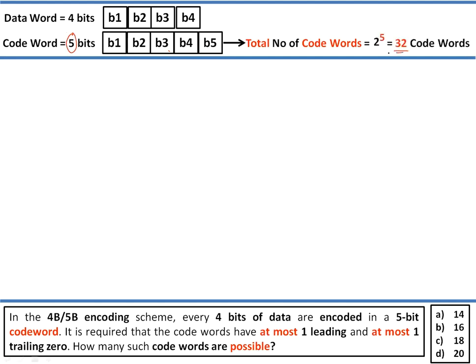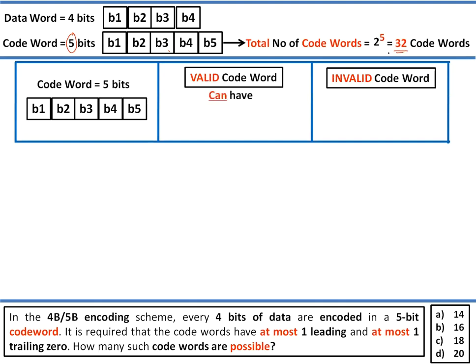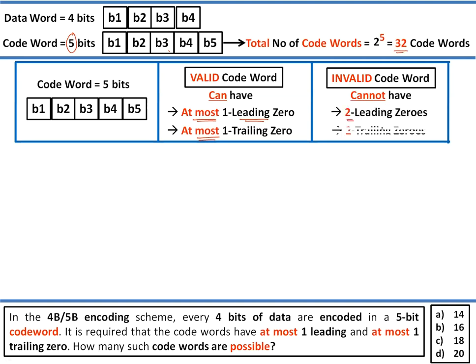Very good. Out of 32, a few are valid, a few are invalid. Valid code words can have at most one leading zero, which means a maximum of one leading zero, and at most one trailing zero. Invalid code words have two leading zeros or two trailing zeros.